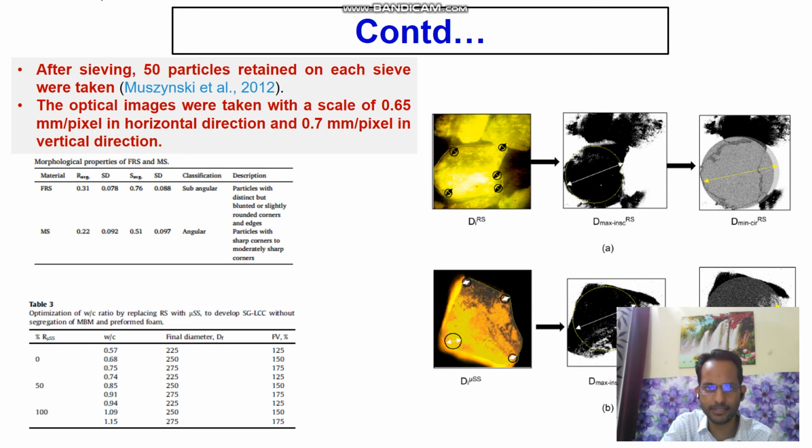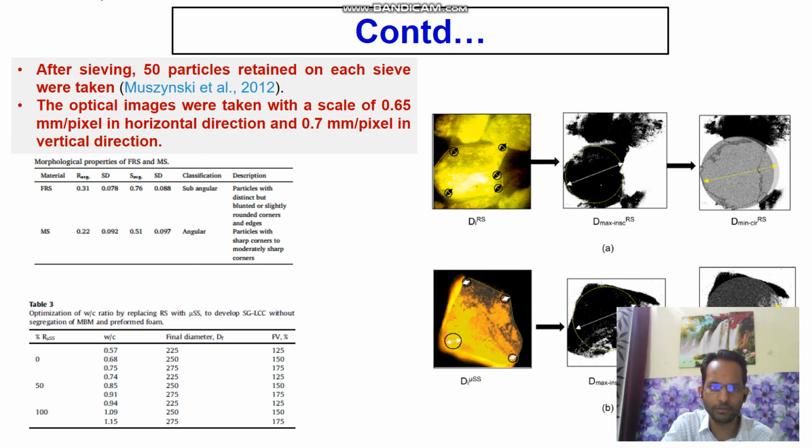In the surface texture analysis, for river sand and microfine sludge, roundness and sphericity with standard deviation were calculated. After sieving, 50 particles retained on each sieve were taken, and optical images with a scale of 0.65 mm per pixel in the horizontal direction and 0.7 mm per pixel in the y direction were taken. So here you can see RS denotes the river sand and MUSS the microfine stone sludge. It was found that fine river sand was classified as subangular and microfine sludge was classified as angular.